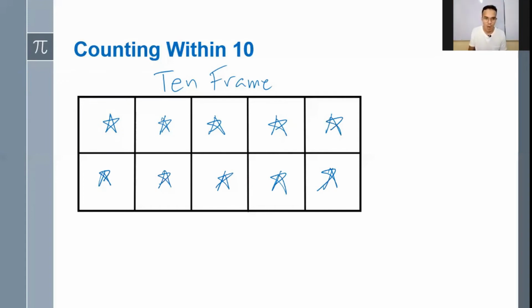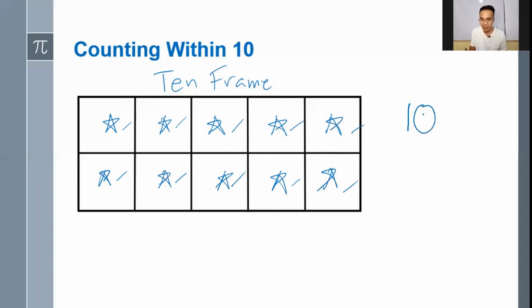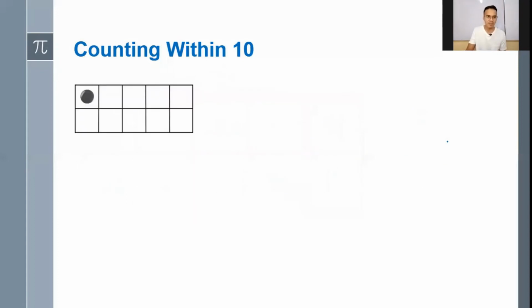Let's do it. 1, 2, 3, 4, 5, 6, 7, 8, 9, 10. See, there are 10 of them. So I'm going to write number 10 in this manner. We have to start with 1, followed by 0. This is how you're going to write number 10. Okay, 1 first, followed by 0. That's 10. And 10 in word is T, E, and N. This is 10.